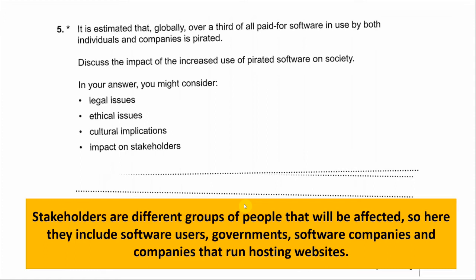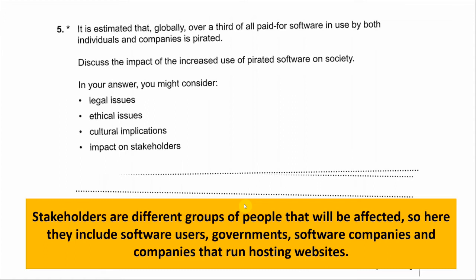So number 5, it's estimated that globally over a third of all paid for software in use by both individuals and companies is pirated. Discuss the impact of the increased use of pirated software on society. In your answer, you might consider legal issues, ethical issues, cultural implications, and the impact on stakeholders.